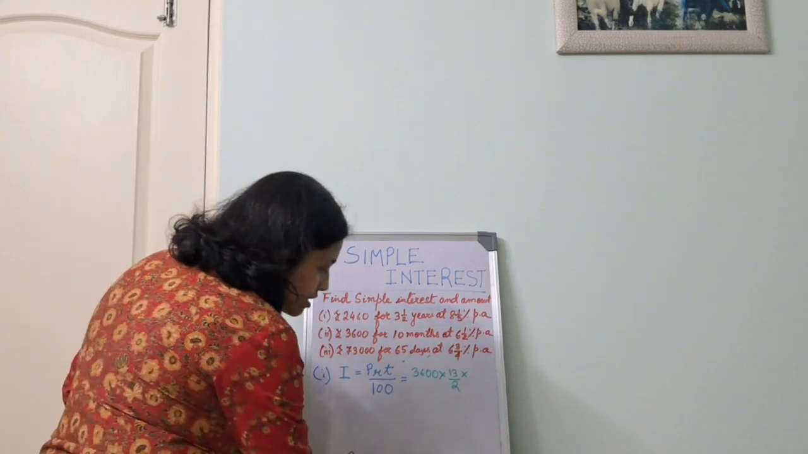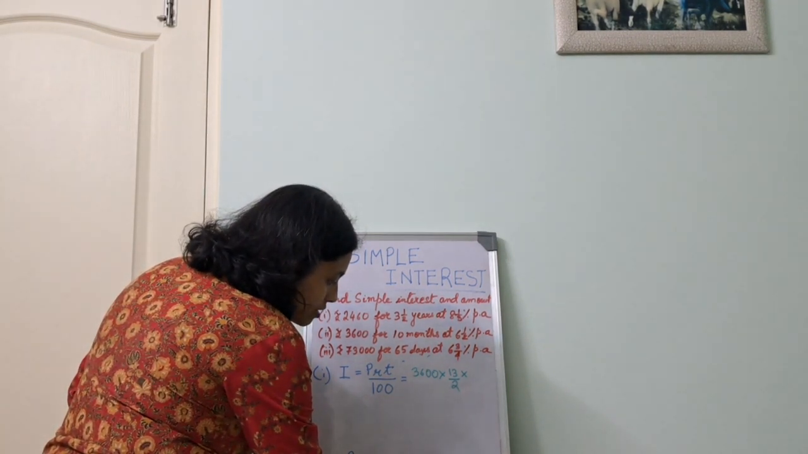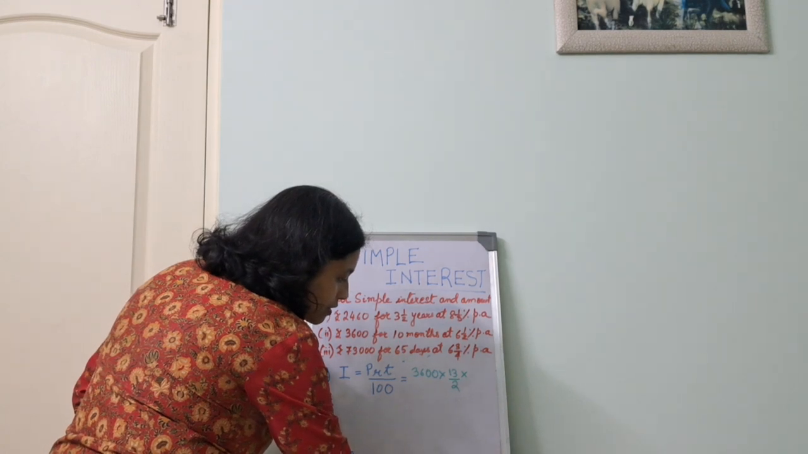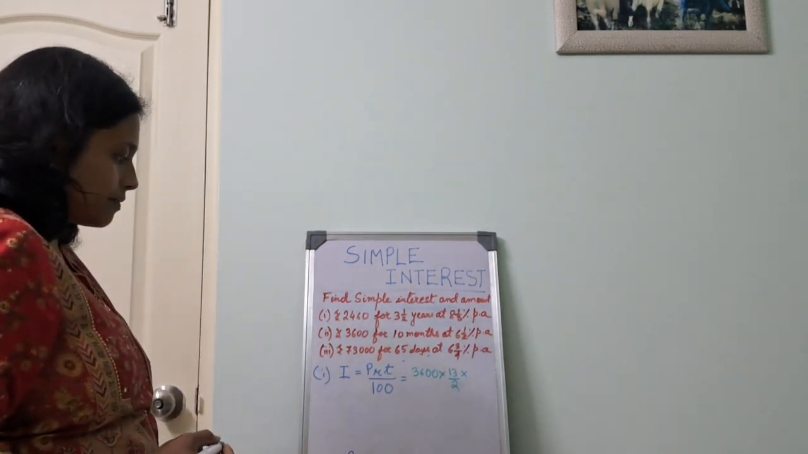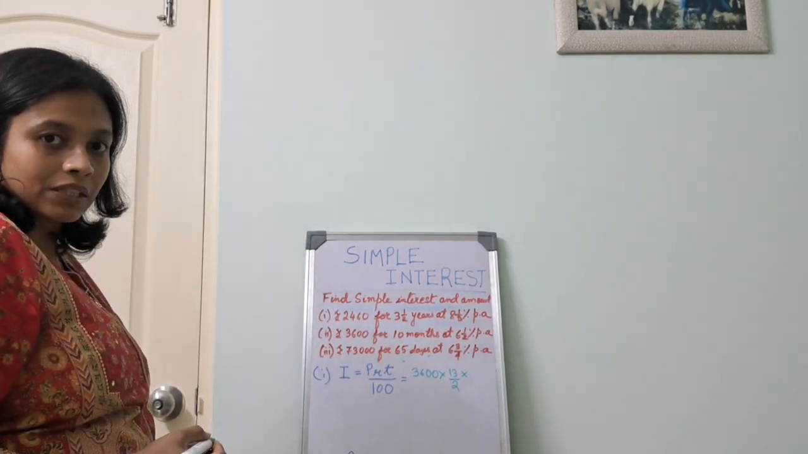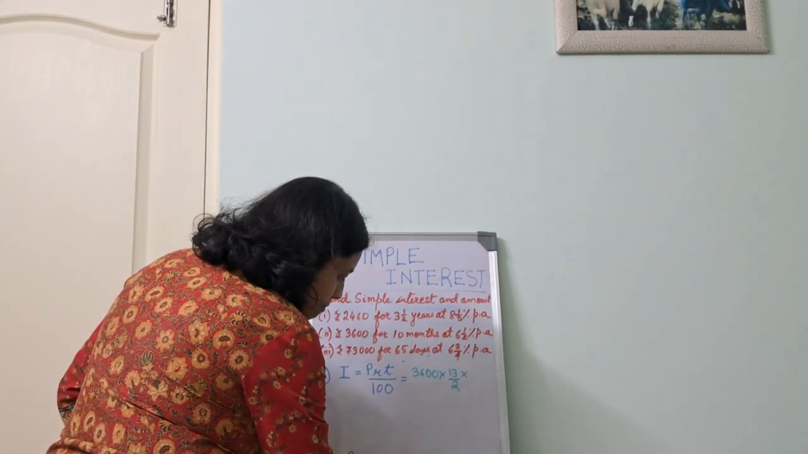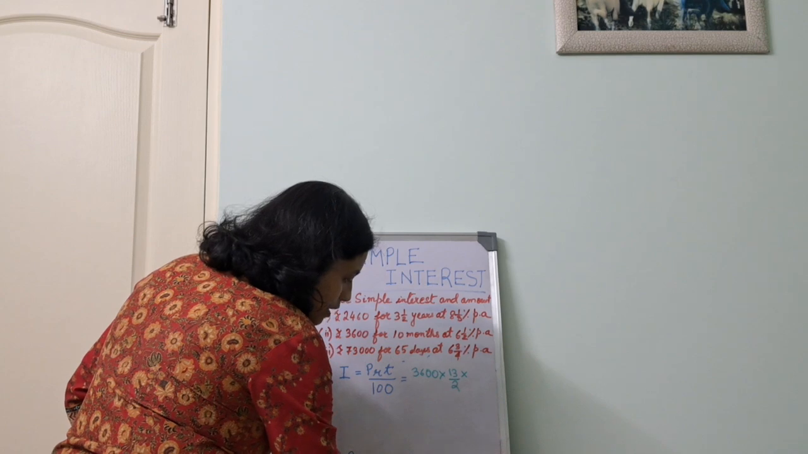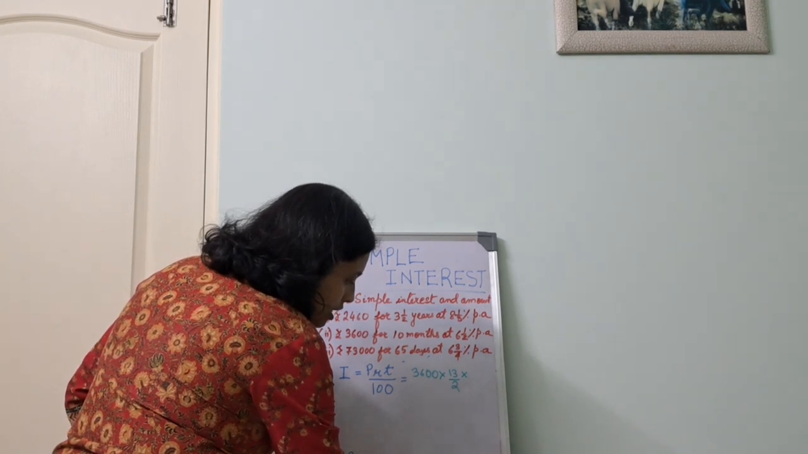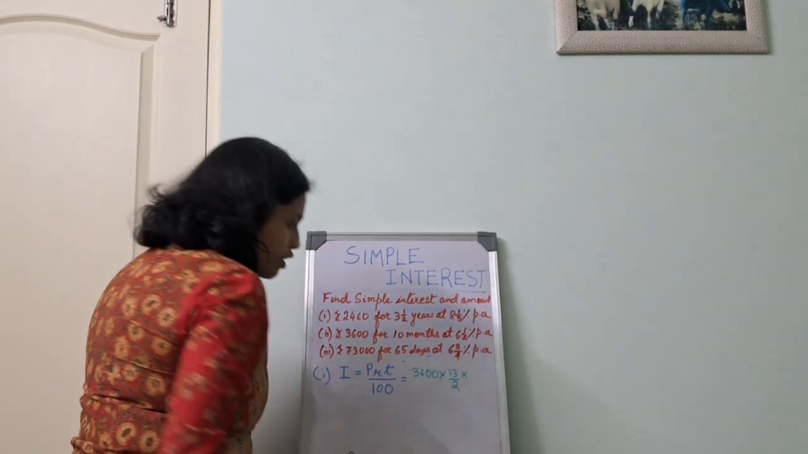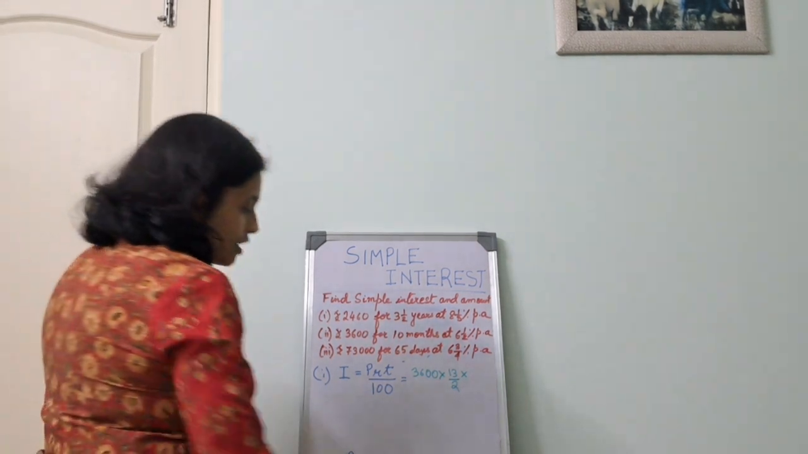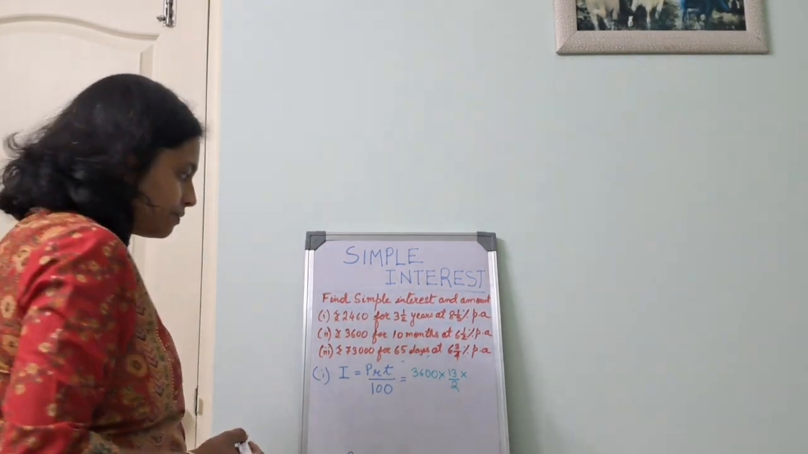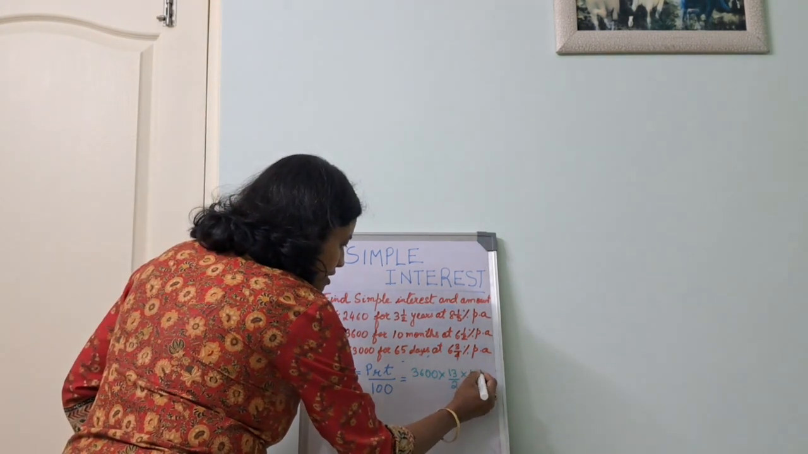As I had said, 12 months is equal to 1 year. Right? Correct? So 10 months will be, by the unitary method, 1 by 12 into 10. So 10 by 12 of a year. Right? So we'll write it as 10 by 12.